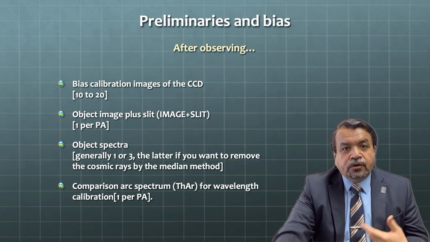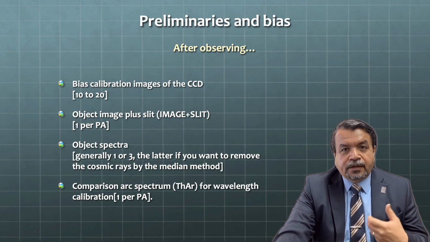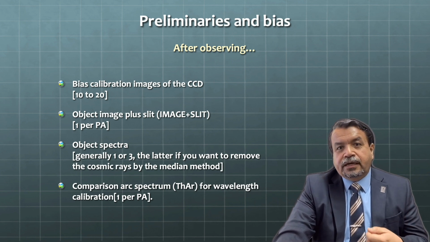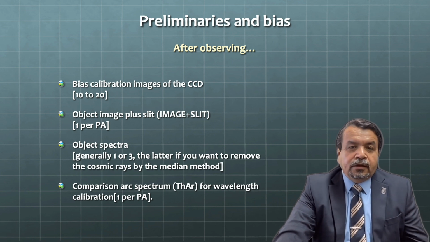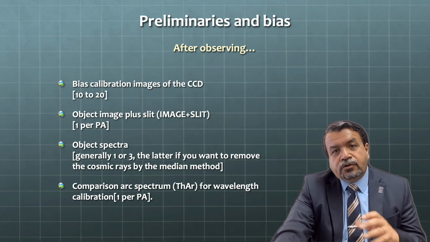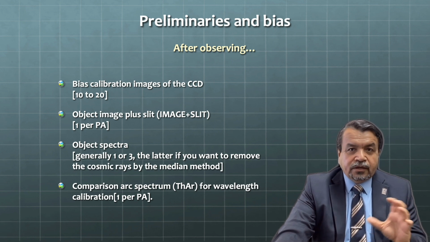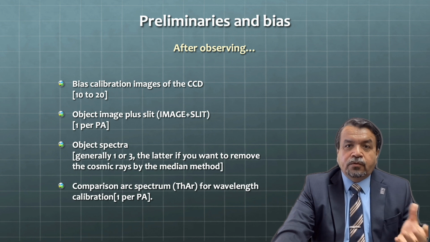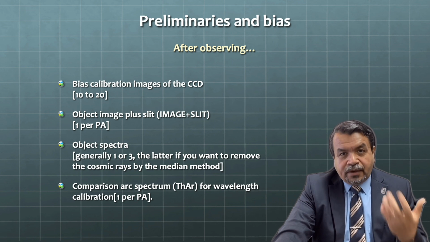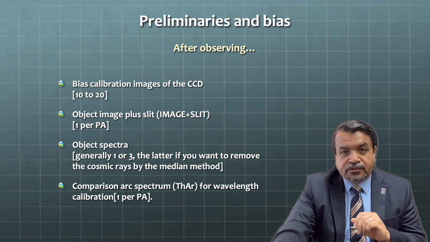We also have the spectra of the object, which we typically acquire 1 or 3 of. If you want to do cosmic ray subtraction using the median method, you need to take 3 exactly identical spectra, not just one, and have a comparison arc for each of the filters we use. If we focus on one of the spectral lines, we will use a specific filter, and as a result we would need an image of the comparison lamp, the comparison arc, thorium and argon, for each of these filters.